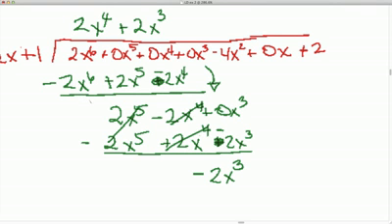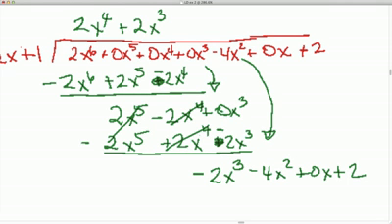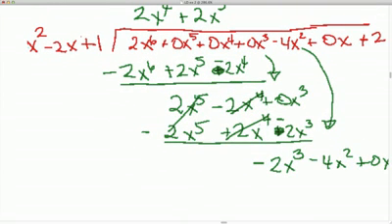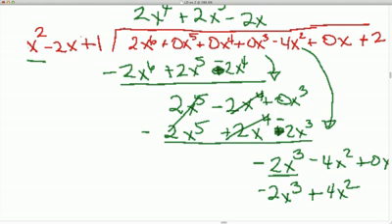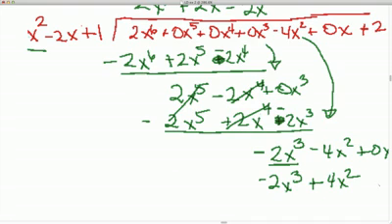So then bring down that negative 4x squared from up here, and the 0x plus 2. And then we repeat the process. How many times does x squared, which is the largest term over here somewhere, go into 2x cubed? That would be a negative 2x times, and if you multiply, you get a negative 2x cubed plus 4x squared, and then minus 2x.